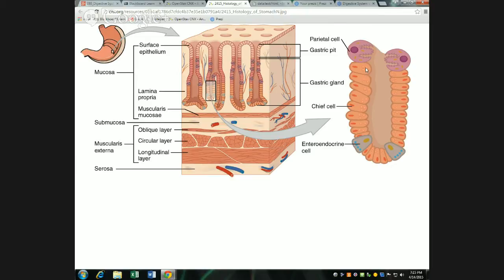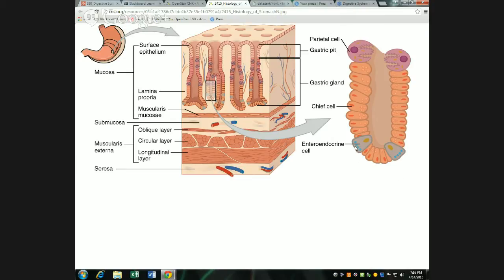Now, if you notice the chief cells, there are all these little yellow dots representing vesicles in what would be the apical surface of the cells, because they're secreting, they're releasing their contents through the apical surface into the lumen of the stomach. In the enteroendocrine cell, there are little dots along the basal surface representing the vesicles that are secreting the hormone made by these cells out into the surrounding connective tissue.